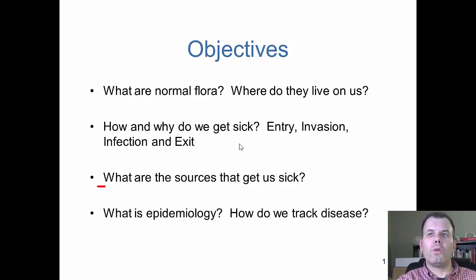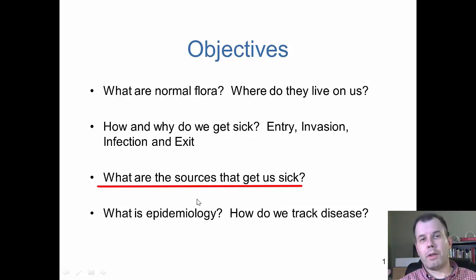We'll talk about what the sources are that get us sick. We'll talk a little bit about the differences between a source and a reservoir, and some of these carriers that are out there, people that actually carry disease and can pass it from one person to another. You may have heard of Typhoid Mary and things like this. We'll discuss some of that.